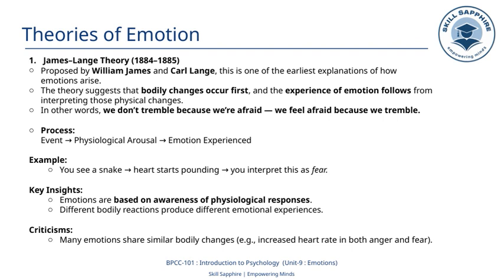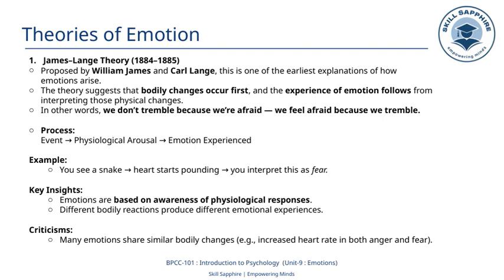So the process goes like this. An event occurs, which triggers physiological arousal, like increased heart rate or trembling, and then we interpret that arousal as a specific emotion, such as fear. For example, imagine you see a snake. Your heart might start pounding, and your body reacts physically. You then interpret this physical response as fear.